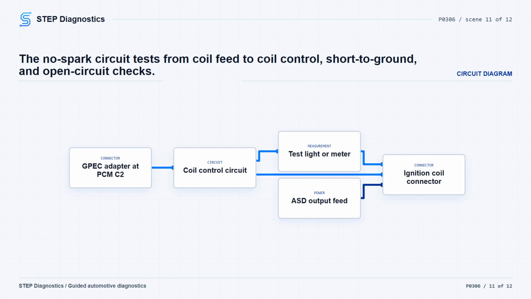If the test light stays off constantly during the control test, measure resistance of the coil control circuit between the coil connector and the GPEC adapter. If resistance is not below 3.0 ohms, repair the open or high resistance and verify. If it is below 3.0 ohms, continue to the final connection checks.